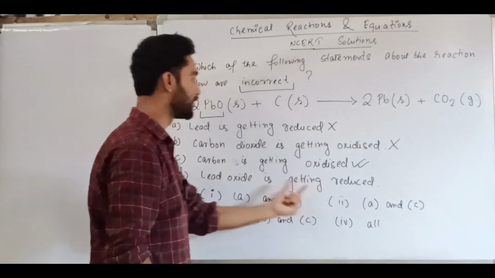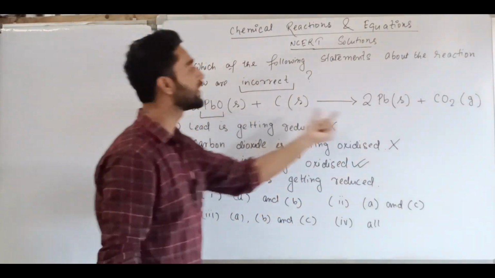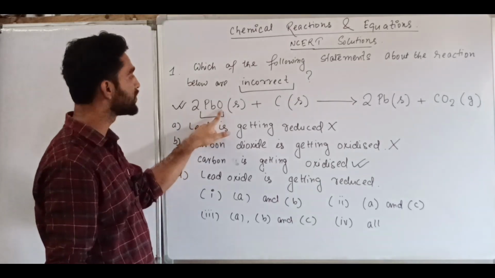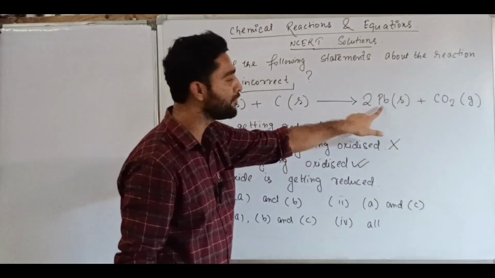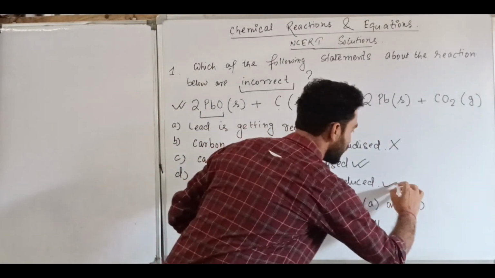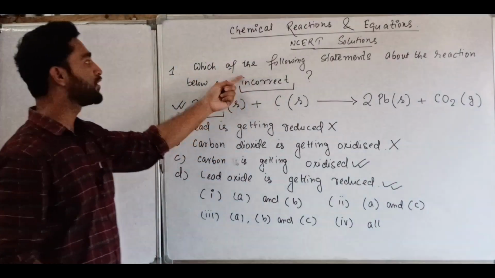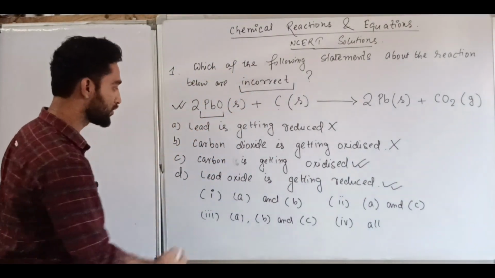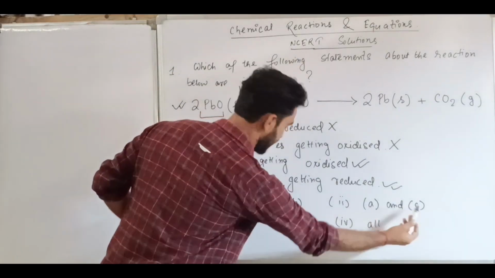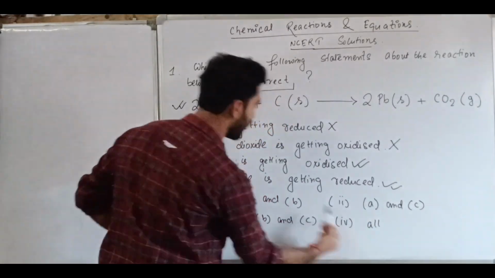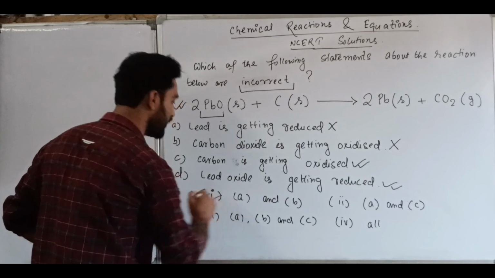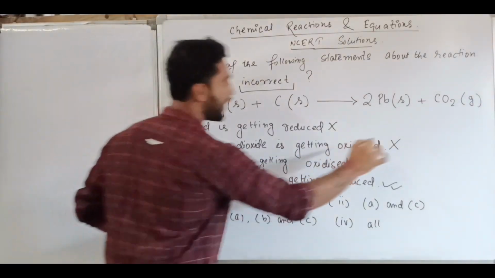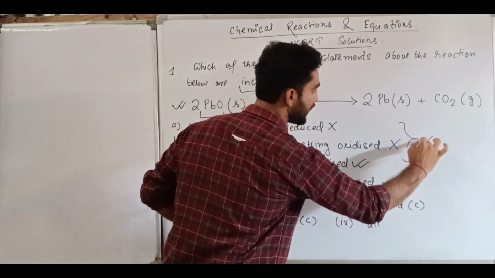The next option, lead oxide is getting reduced. Just now I told you, yes, the lead oxide is getting reduced. From this lead oxide, by losing the oxygen, lead oxide became lead. So this option is also correct. According to this question, we have to find out the incorrect statements. So which are the incorrect statements? Options are given: A and B, A and C, A, B and C, and all. Which option will be correct? Option 1. So statement A and statement B are the false or incorrect statements.